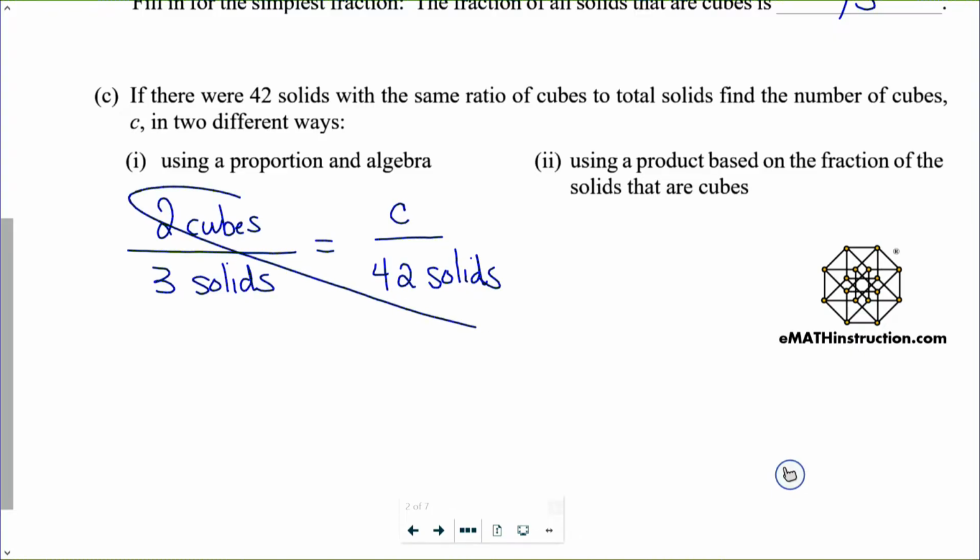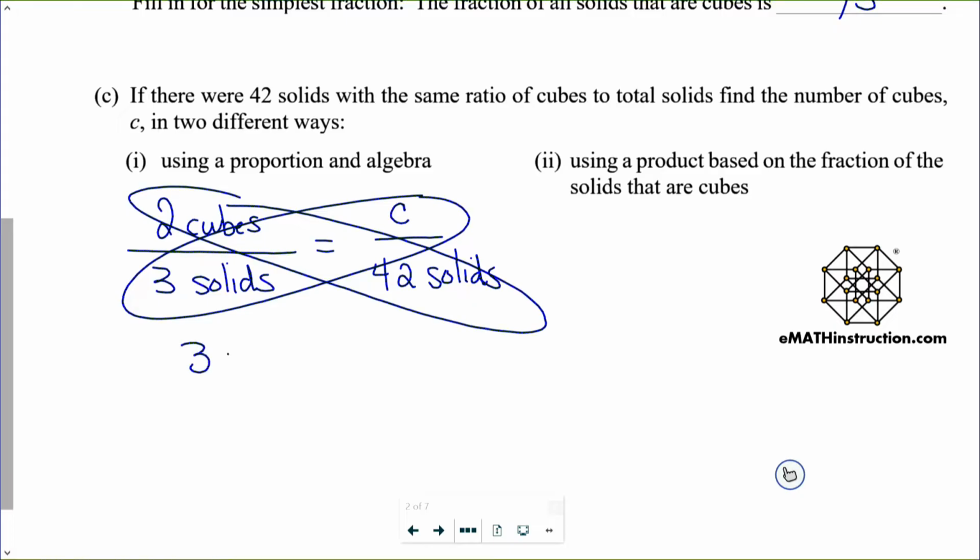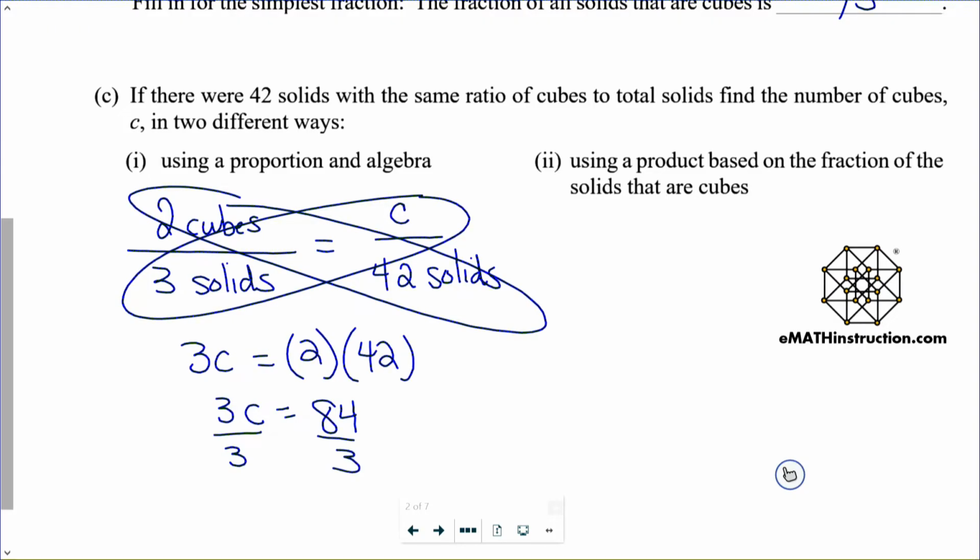So now I could simply cross multiply. All right, we'd get 3 times C is equal to 2 times 42. That would give me 3 times C is equal to 84. Now I'm going to divide by 3 on both sides.